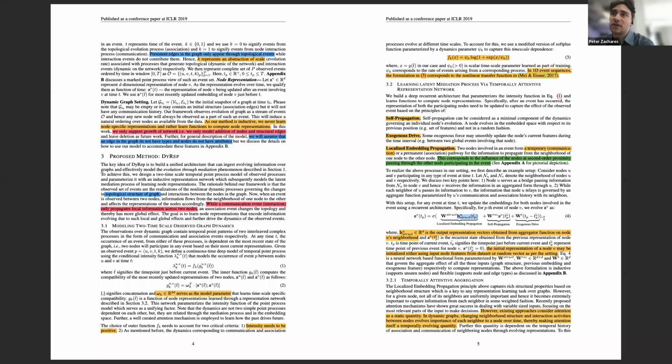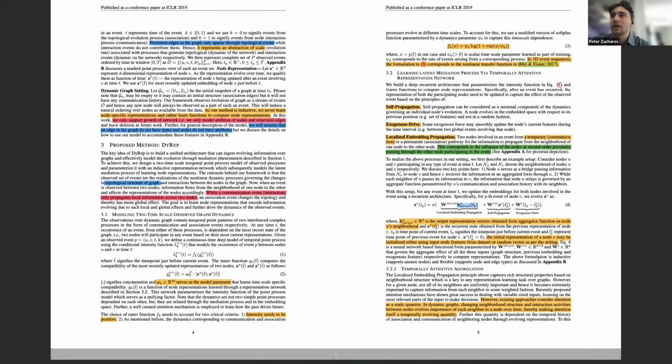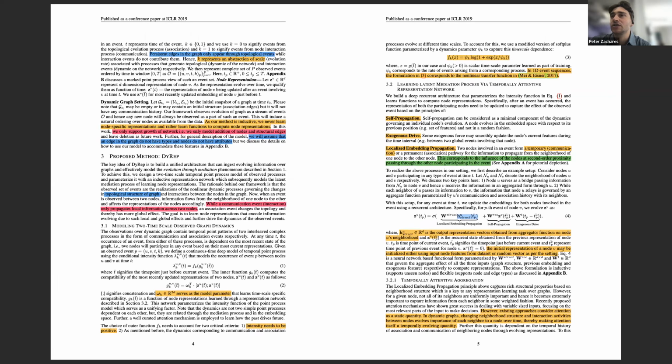Okay, so that's how they calculate the representation. Then we go to the final layer of this function. You can see we had lambda, then we defined f, then we defined g, and now we defined how z is updated. The final step here is how do you calculate h. The way they calculate h is that they use a temporally attentive aggregation function.